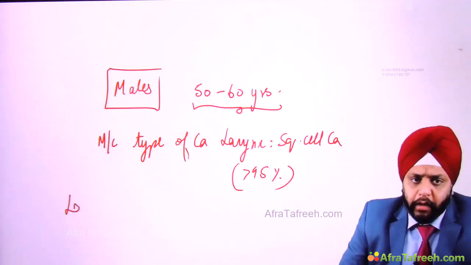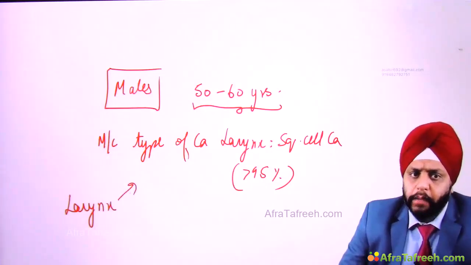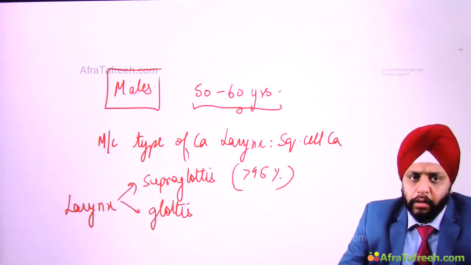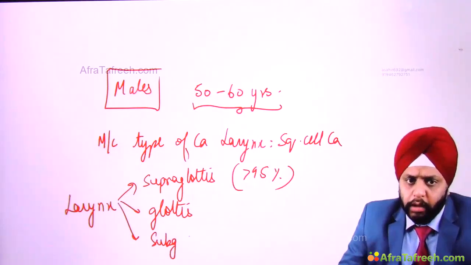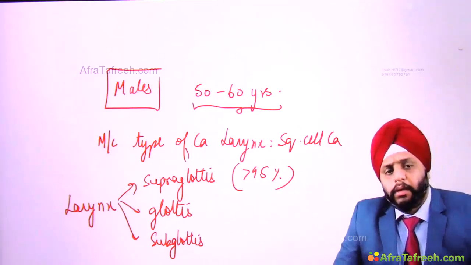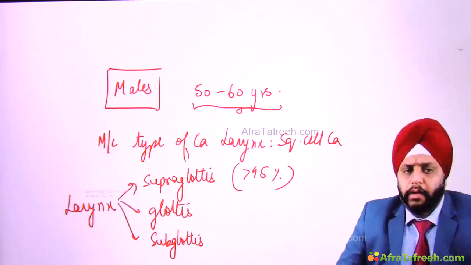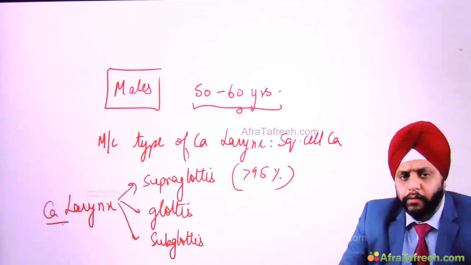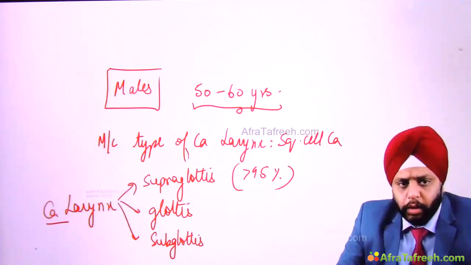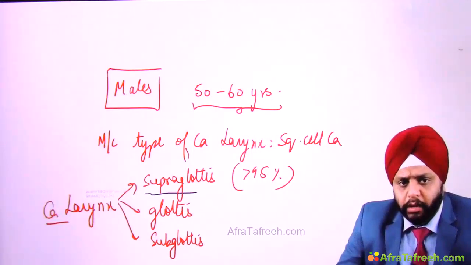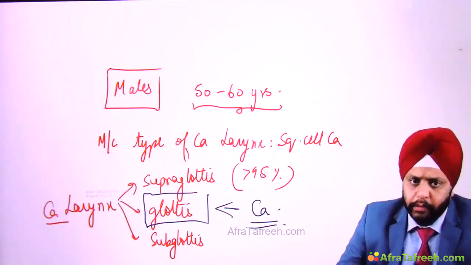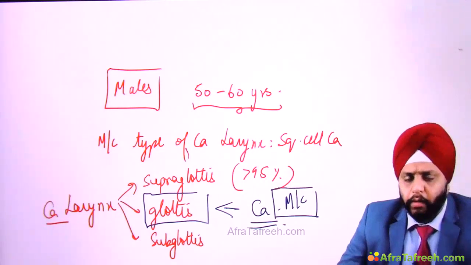Now, you remember the larynx, we can divide the larynx into three parts. Which three parts? The larynx is divided into supraglottis, glottis, and subglottis. Therefore, CA larynx can also be divided into three sites: the supraglottis, glottis, and subglottis. So we have CA glottis, CA supraglottis, CA subglottis. Now, which site is the most common site? So remember, CA glottis is the most common site for CA larynx.